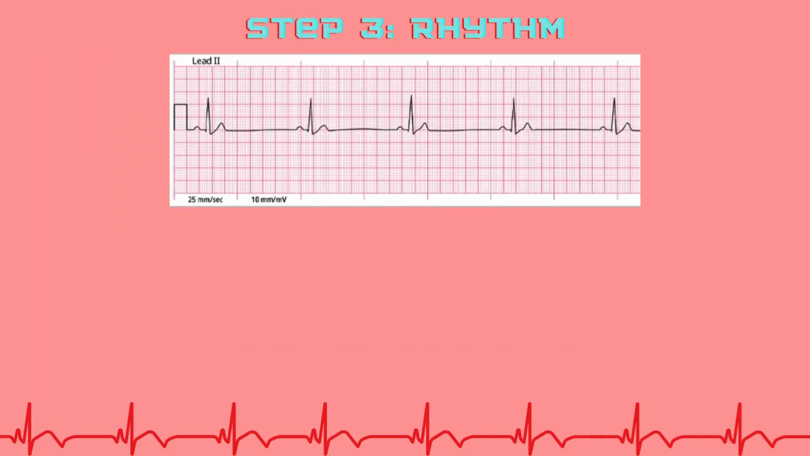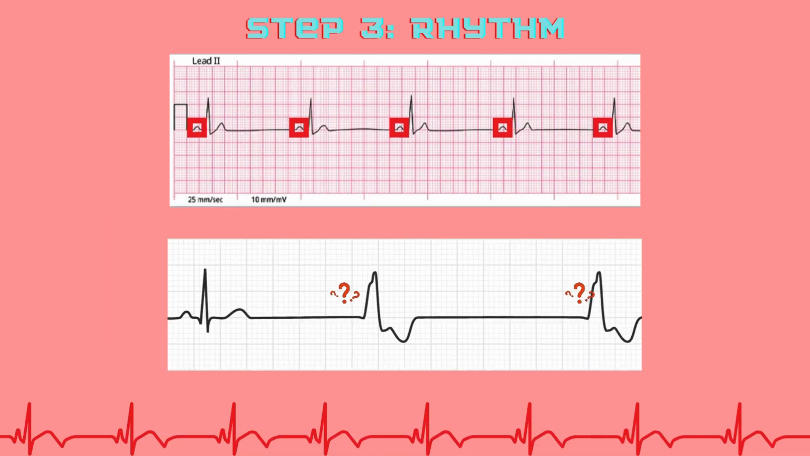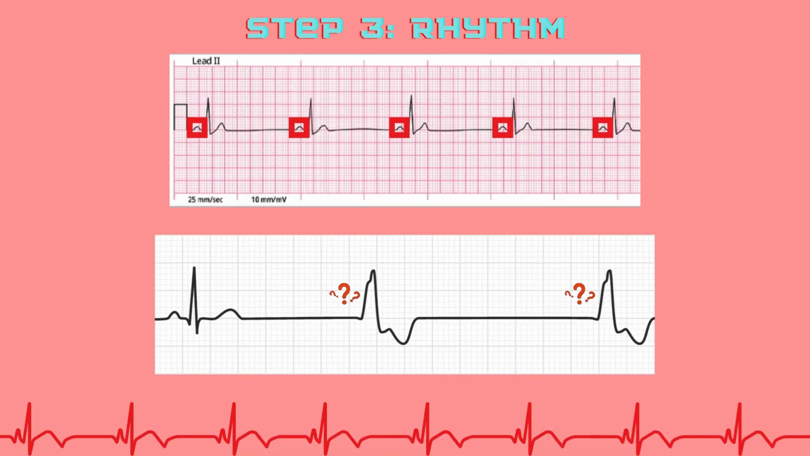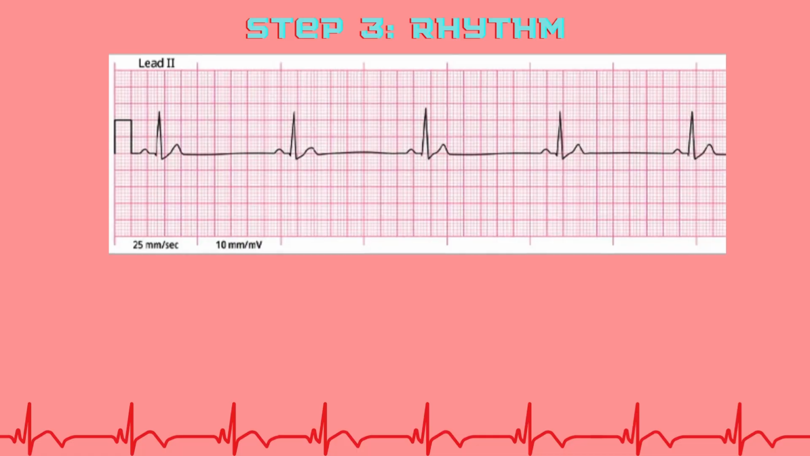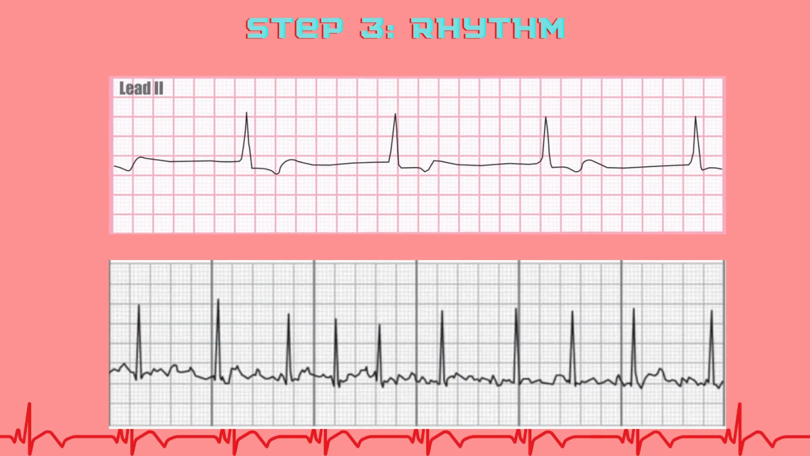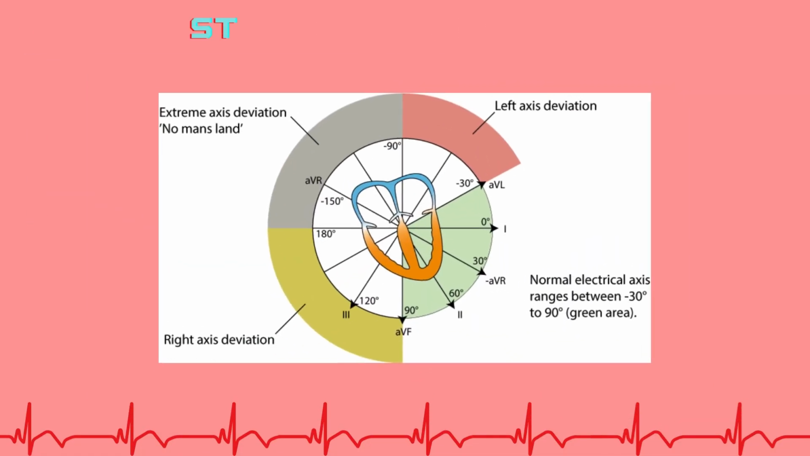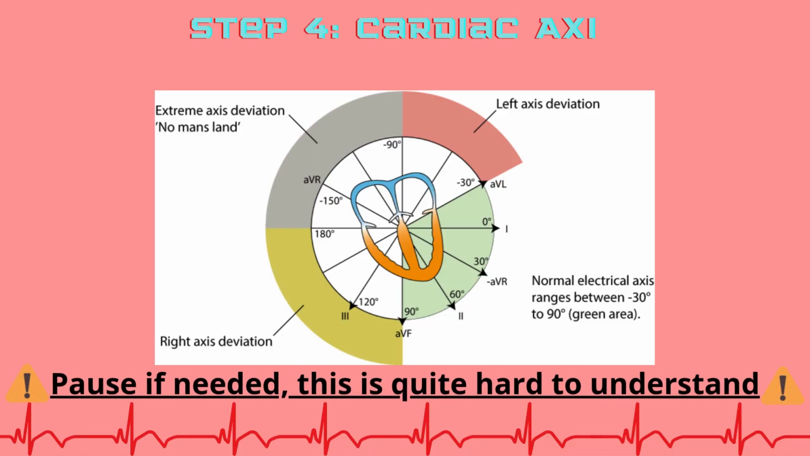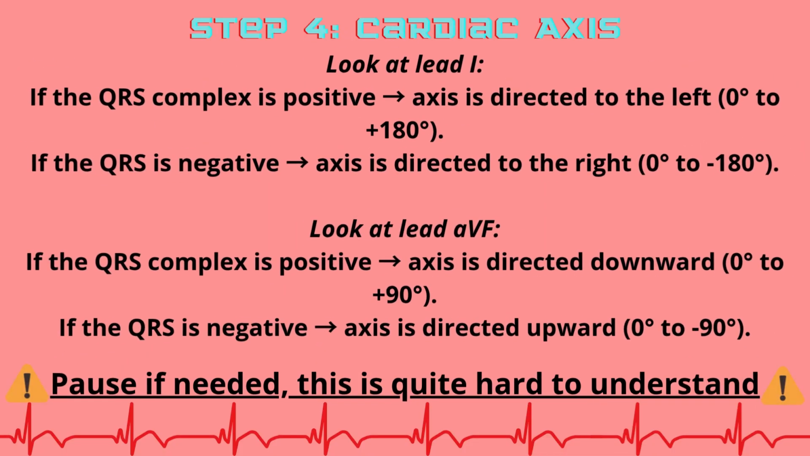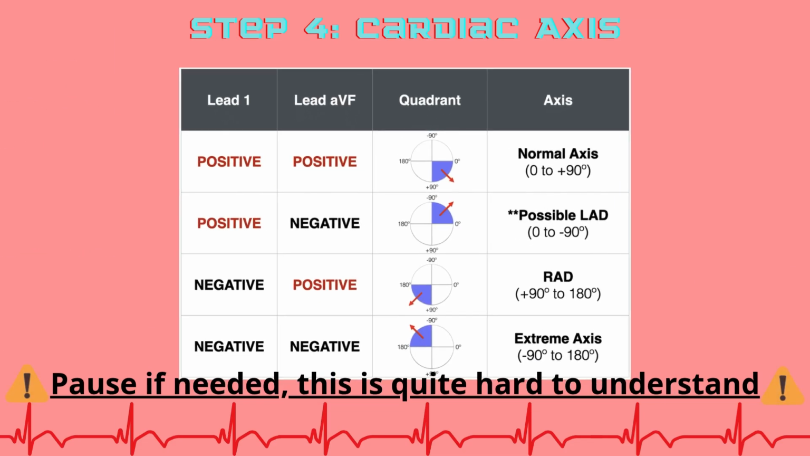Step 3 is rhythm. Is it regular or irregular? Is there a P wave before every QRS? Is the rhythm sinus, atrial, junctional or ventricular? Step 4, cardiac axis. Determine the QRS axis using leads 1 and aVF. Is it normal, left deviated or right deviated?